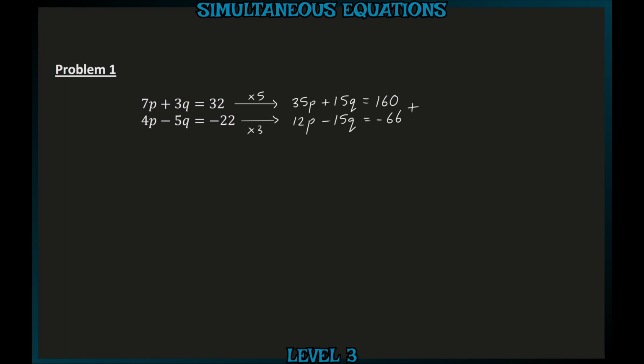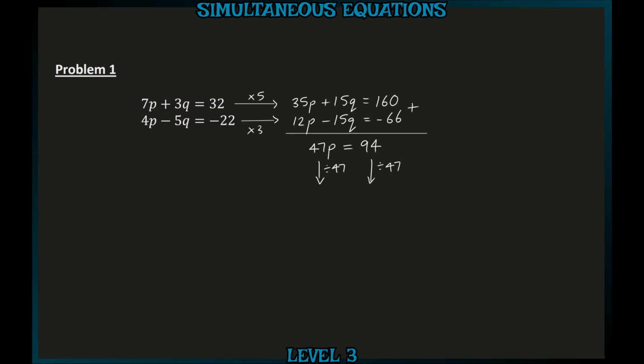So adding both of these equations together and starting on the p's, we have 35p plus 12p, which gives us 47p. The 15q added to the minus 15q becomes 0, and on the right, 160 added to minus 66 gives us 94. We can now solve this equation to find p, and we can do that by removing the times 47 from in front of the p by dividing by 47 and doing the same on the right.